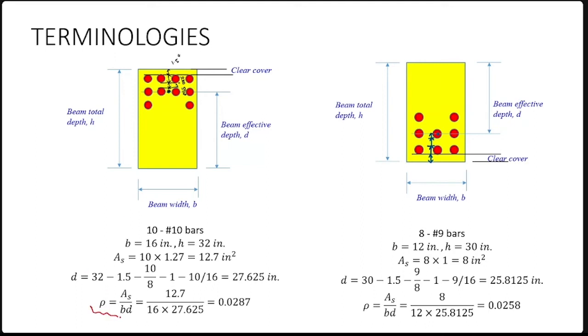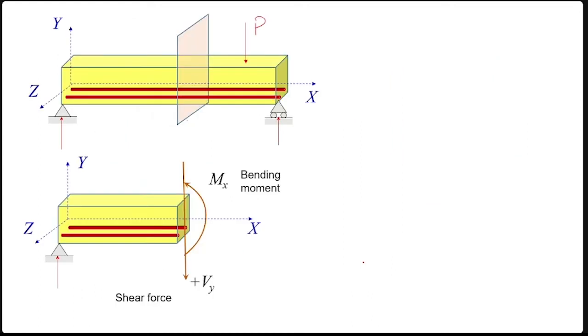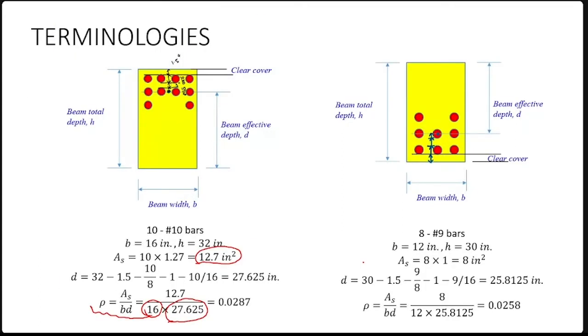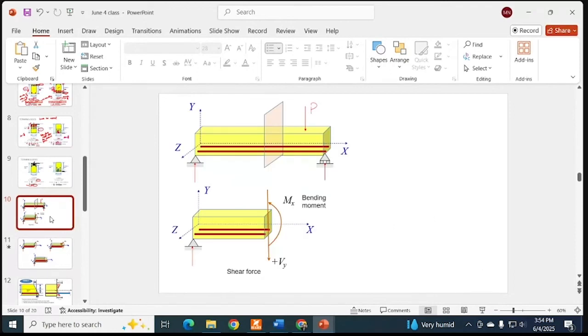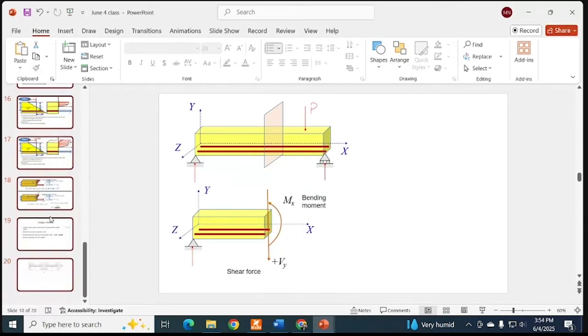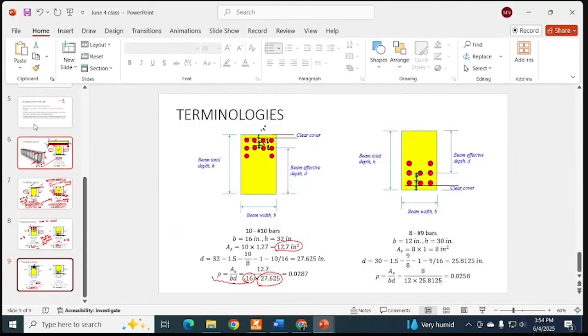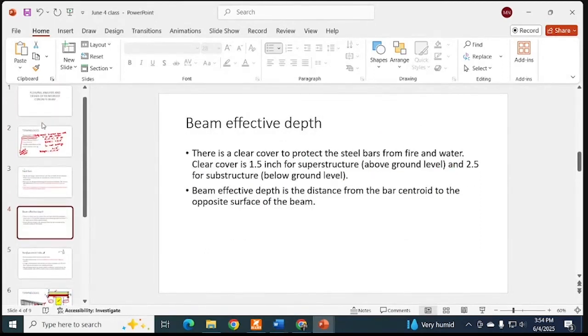So, you have B, you have D, you can calculate BD, and you also have AS. So I think that's it for today's class. I think the formal lecture is finished by now. Let me see if anything is left behind.